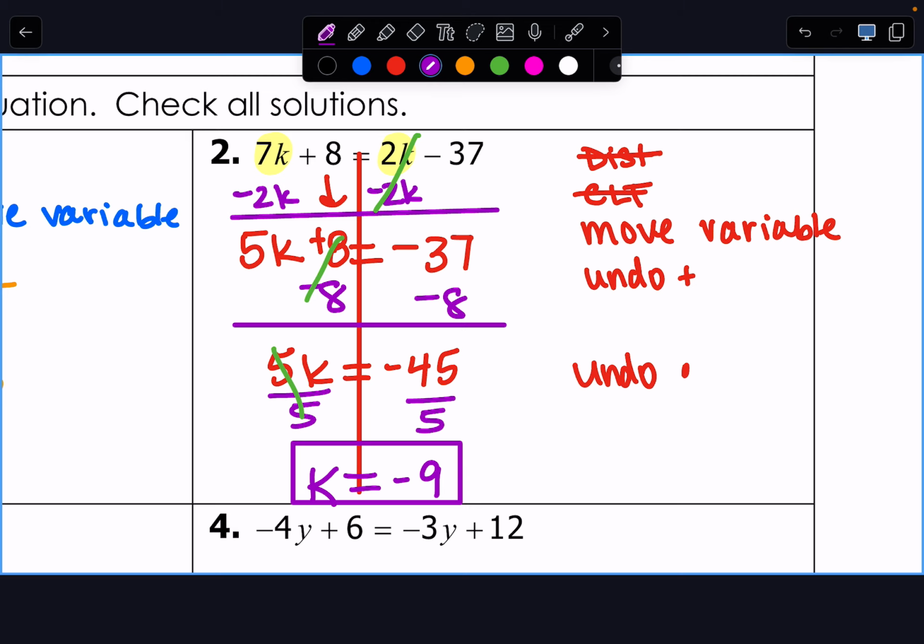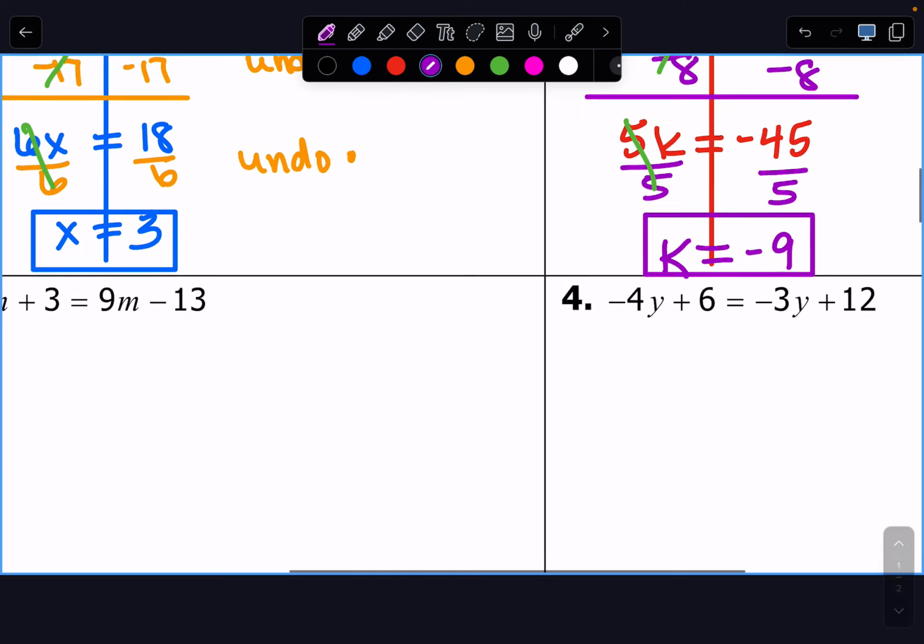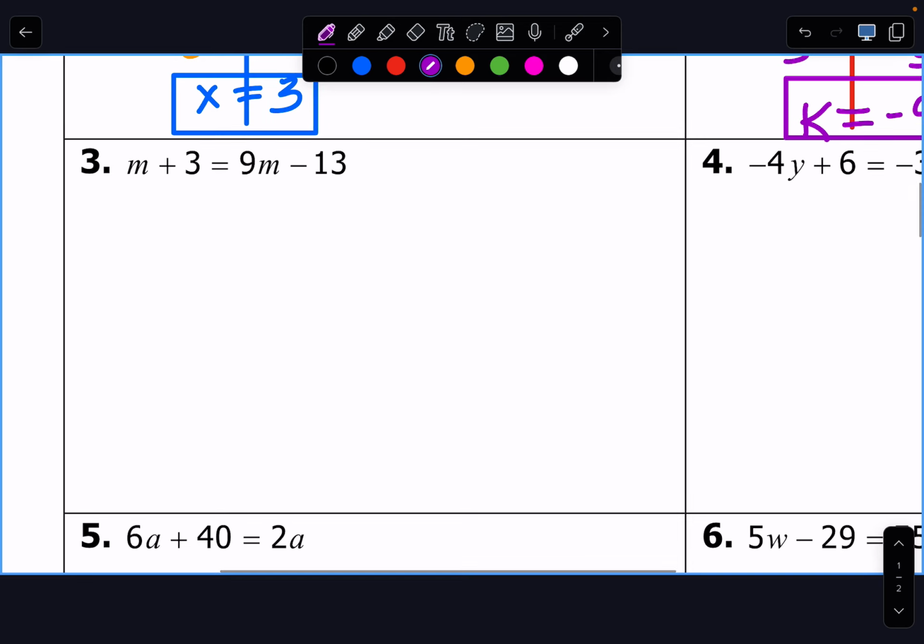All right, what I'd like you to do, I want you to just try number 3. See how it goes. Check in with your elbow partner. When you get an answer, see if they get the same thing. See what you can do.